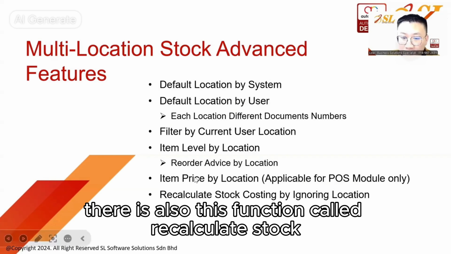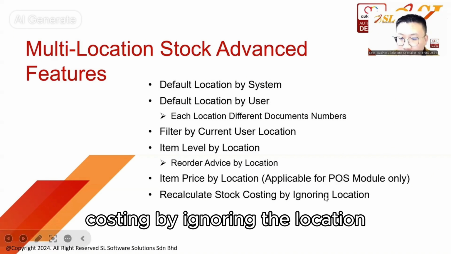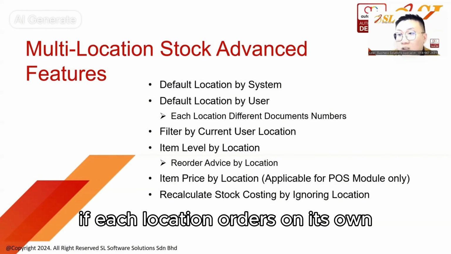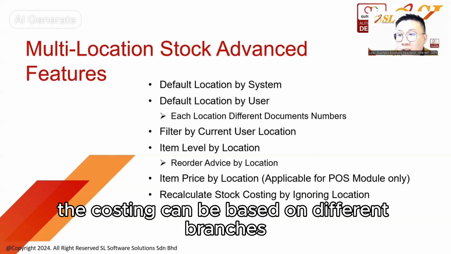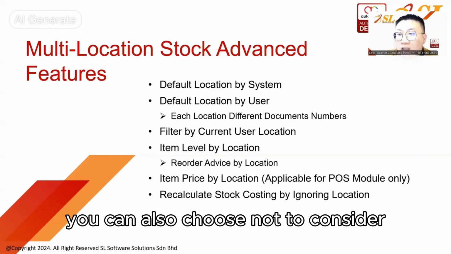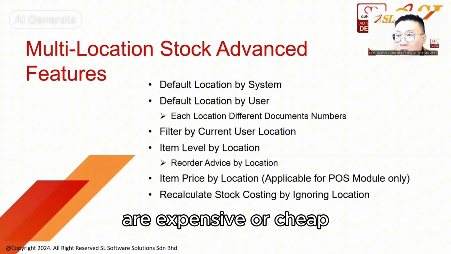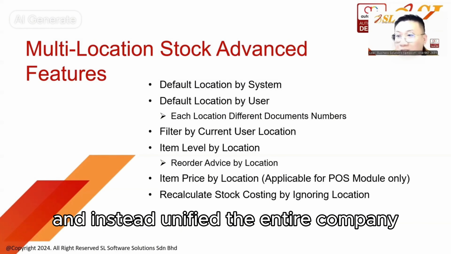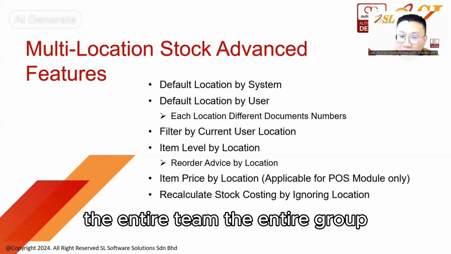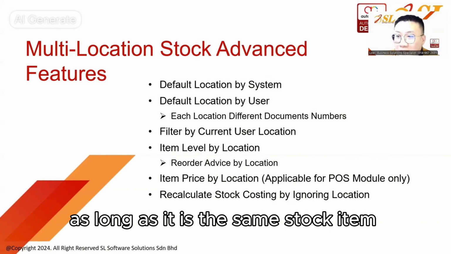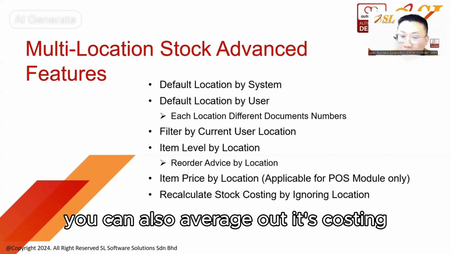So finally, there is also this function called recalculate stock costing by ignoring the location. When we calculate costing, if each location orders on its own, the costing can be based on different branches having their own costing. You can also choose not to consider whether the branch orders are expensive or cheap, and instead unify the entire company, the entire team, the entire group, the entire corporation stock. As long as it is the same stock item, you can also average out its costing.